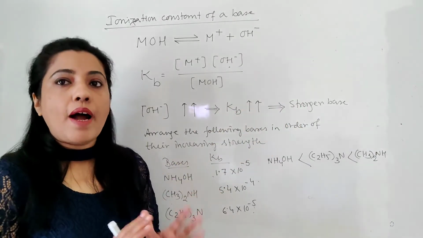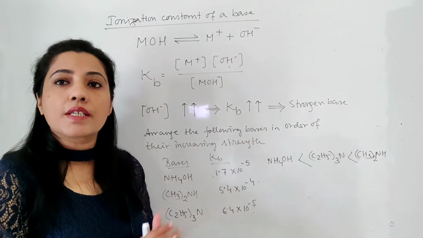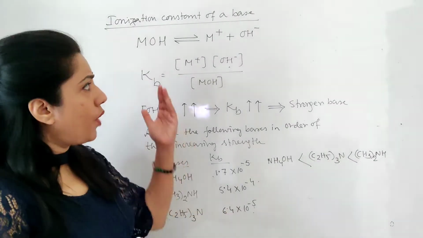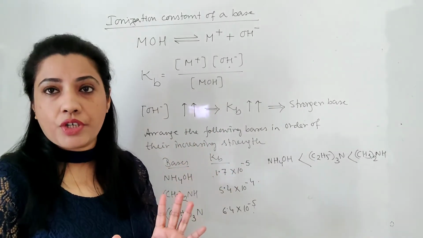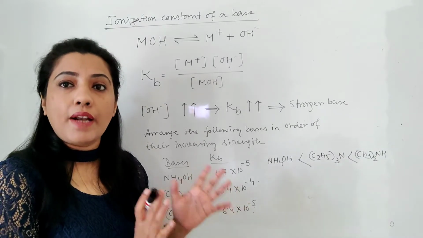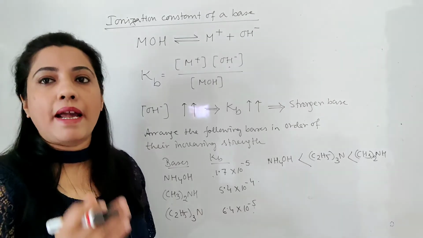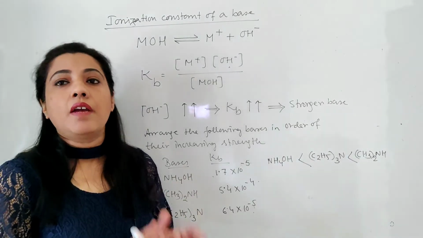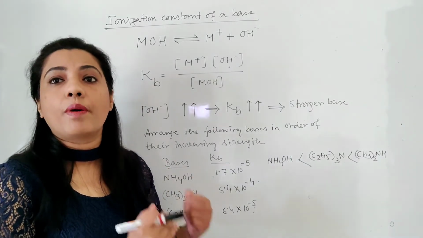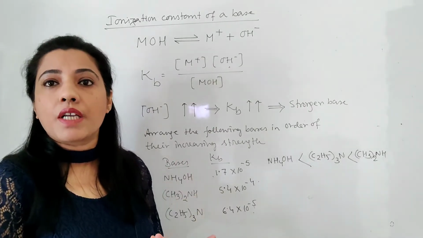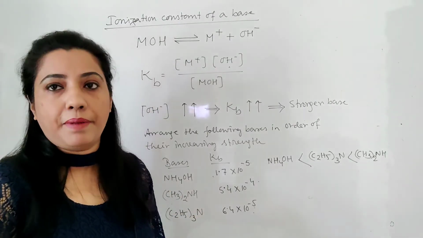So far we have understood what is the ionization constant of an acid and what is the ionization constant of a base. For a weak acid, if the acid dissociates in a reversible condition and you take the equilibrium constant of the acid, that is called the ionization constant of an acid, denoted by Ka. In a similar pattern, if a weak base dissociates and you find the equilibrium constant of the base, it is called the ionization constant of a base, which is denoted by Kb.